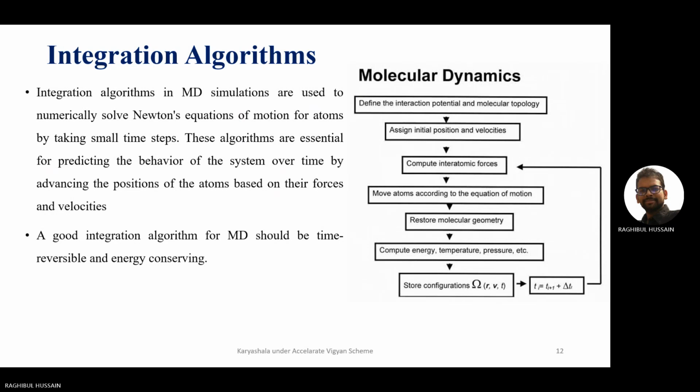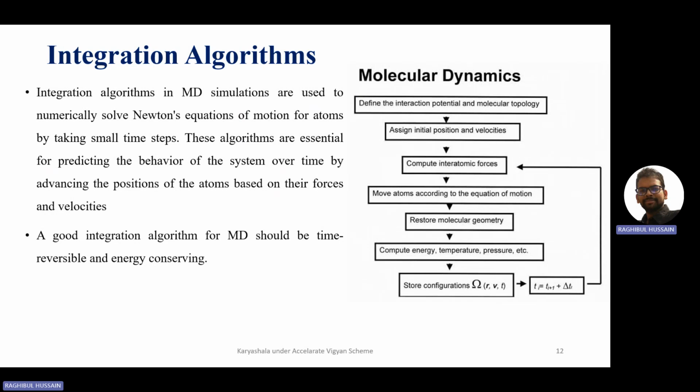So that's a typical flow chart of any MD simulation. Let's go through the flow chart. What is that? Define the interaction potential and molecular topology. That means whether it is an LJ potential or Hertzsprung potential, you can give that, and the initial geometries of the molecule or the system, that you have to give. Then assign the initial position and velocities.